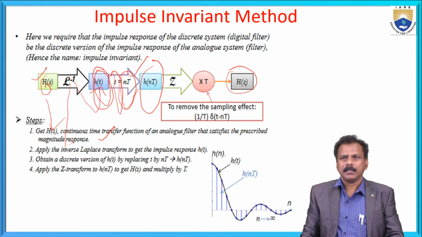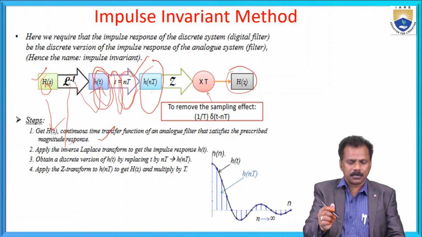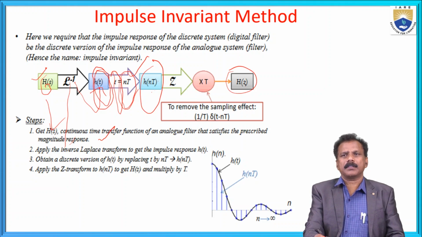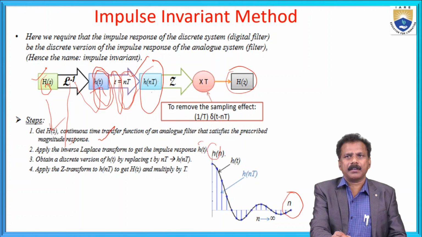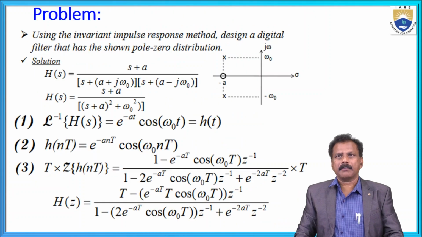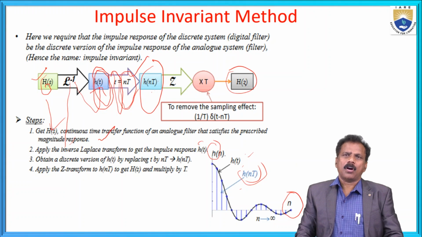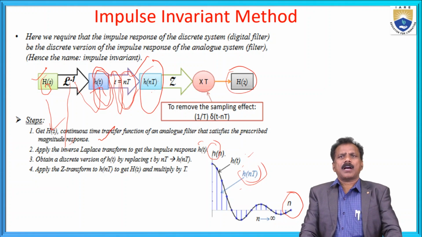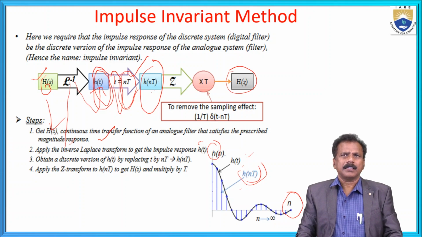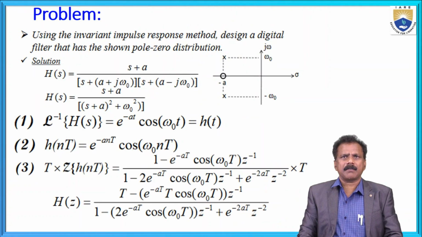Here n goes from 0 to infinity. After that we verify h of t versus h of nT, where h of t is like this and h of nT is like this. So graphically we verify how we are determining this impulse invariant method while designing this IIR, infinite impulse response, filter. Now we can consider an example using the impulse invariant method.